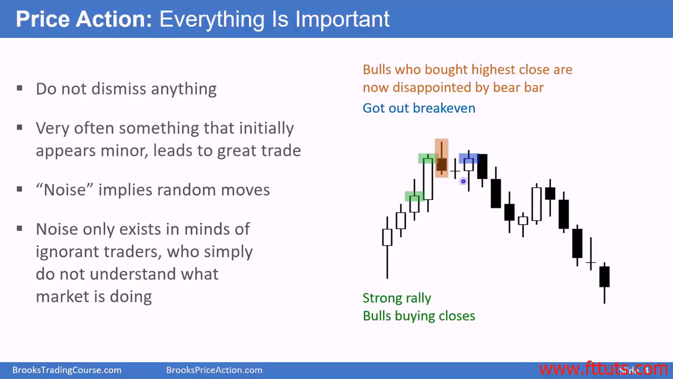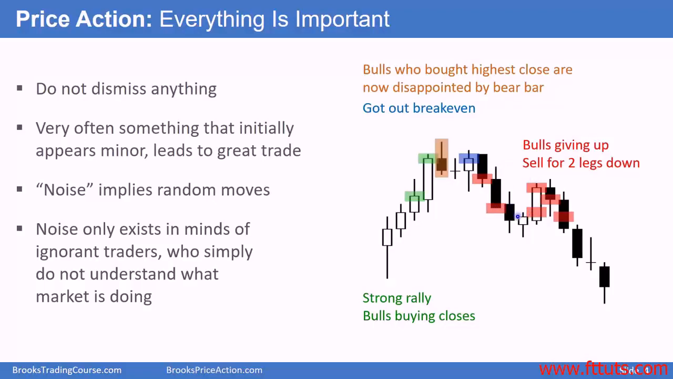Somebody might look at this and say, it's just noise. It's not noise. It's happening for a reason. And that's true with every bar on the chart. Bulls are giving up, so traders start to sell. They're expecting the bulls to give up here, so they sell closes. They sell above bars. Here's a bull reversal.